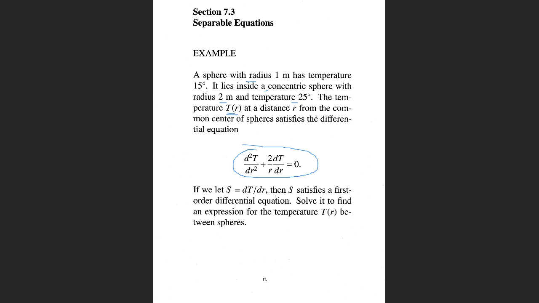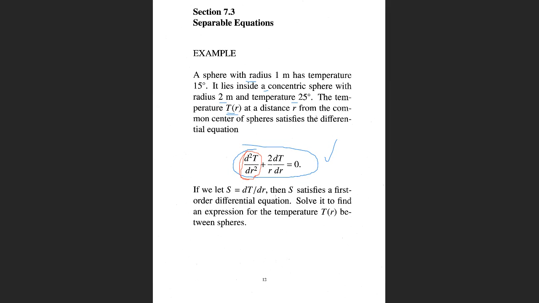Okay, now this is a second order differential equation because of this right here. This is a second derivative of T with respect to R.